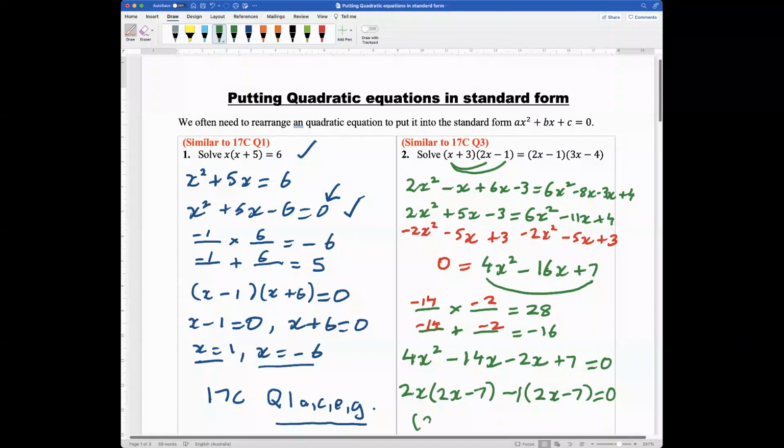Now, I can factorize that now. So 2x minus 7 is the common factor. And what's left over goes in the second bracket. It's 2x minus 1 is equal to 0.